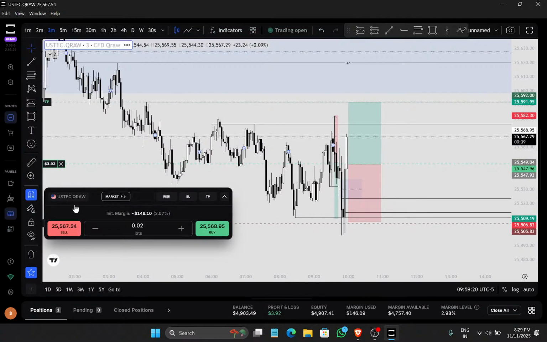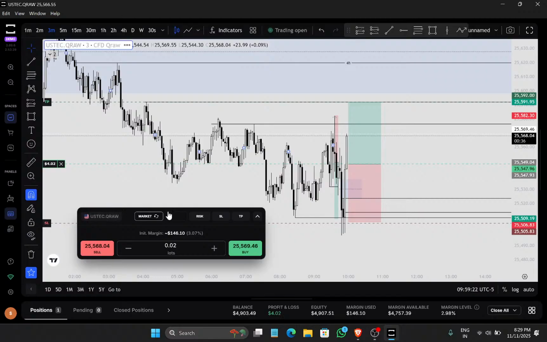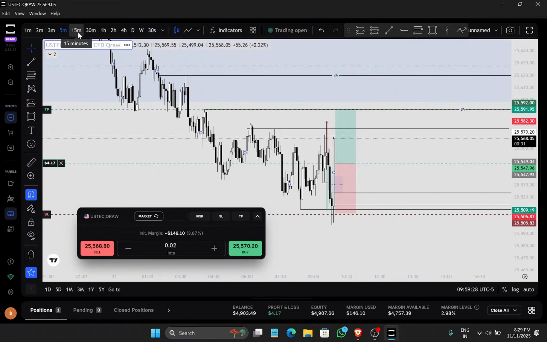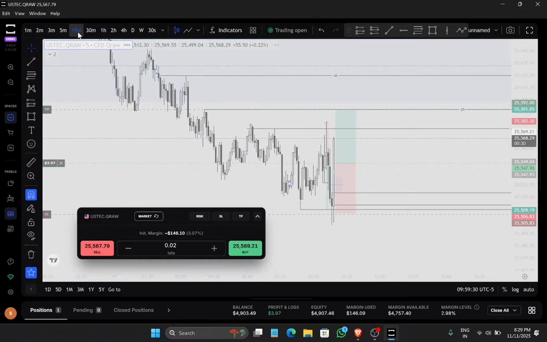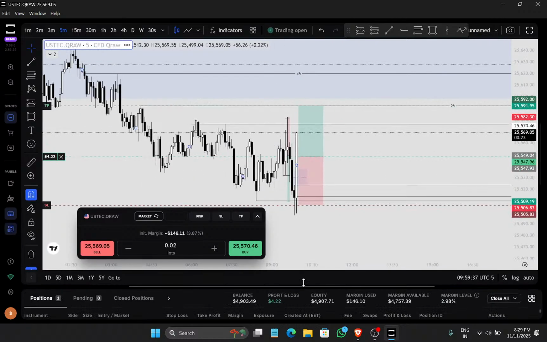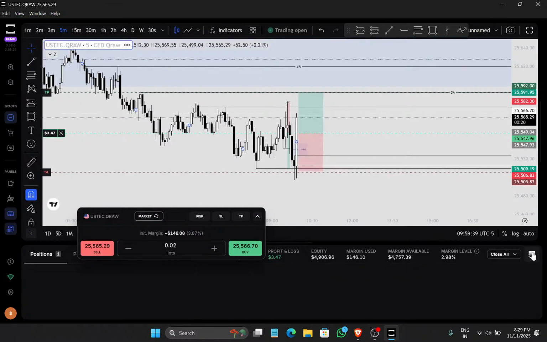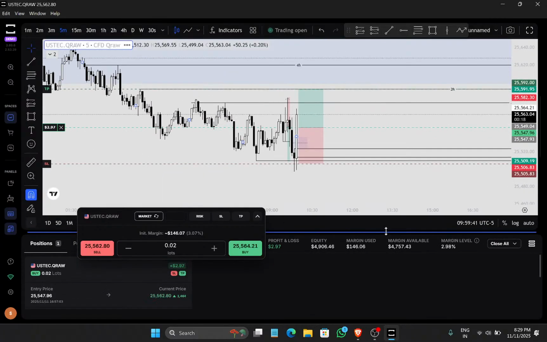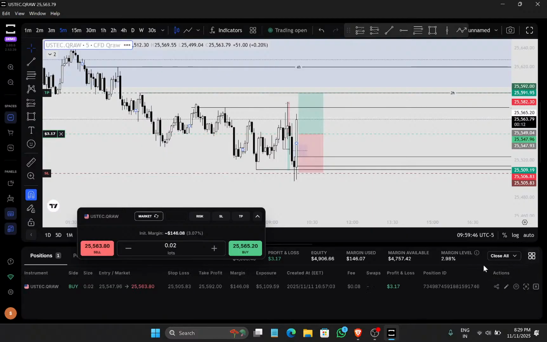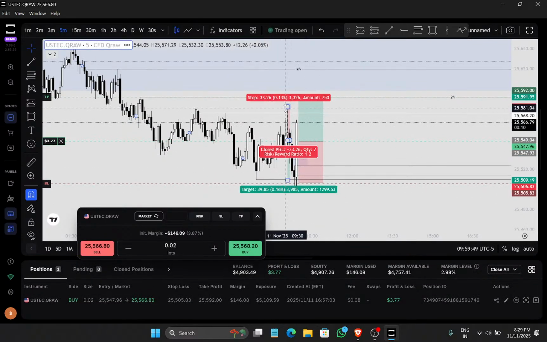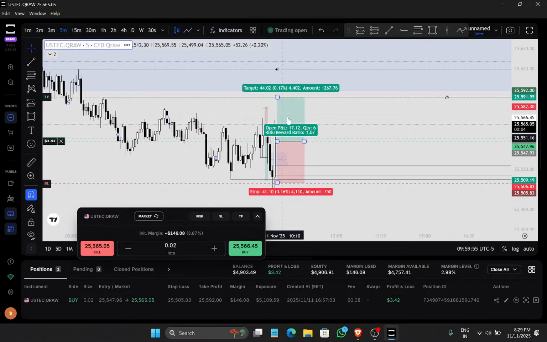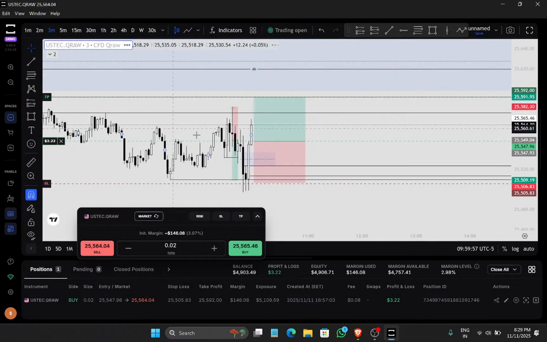We put our TP, we put our SL solid. We don't have any 5 minutes or 15 minutes to worry about. Let's clean targets. This is our break even. This high is our break even on 3 minutes.